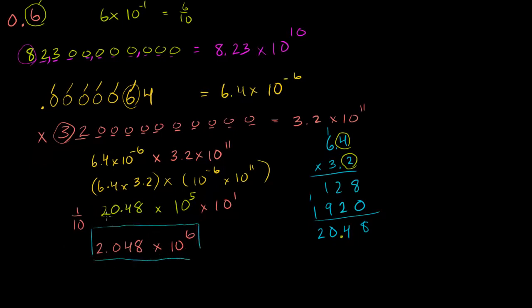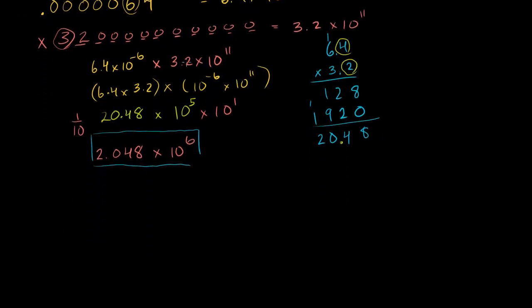Now I've done a lot of multiplication. Let's do some division. Let's divide this guy by that guy. So if we have 3.2 times 10 to the 11th power divided by 6.4 times 10 to the minus 6, what is this equal to? Well, this is equal to 3.2 over 6.4. We can just separate them out because it's associative.